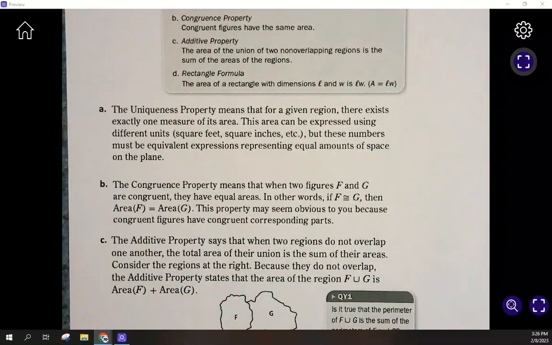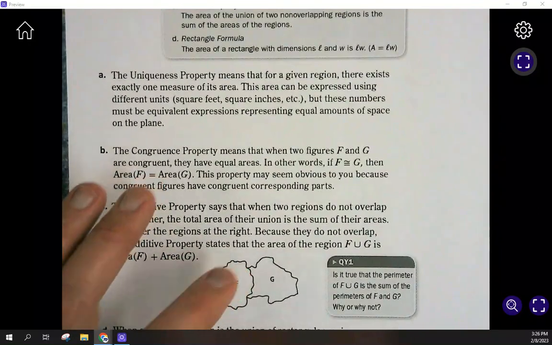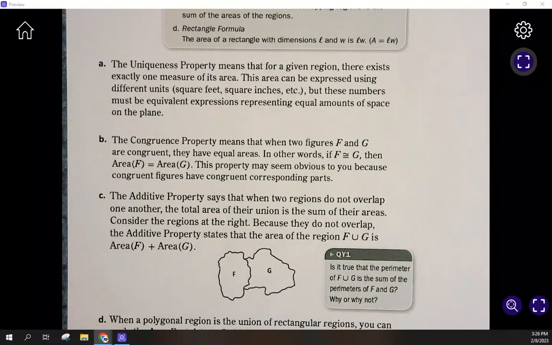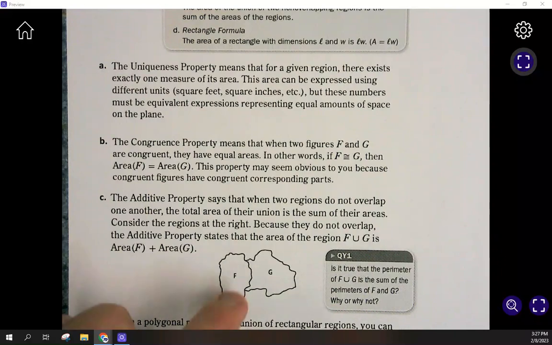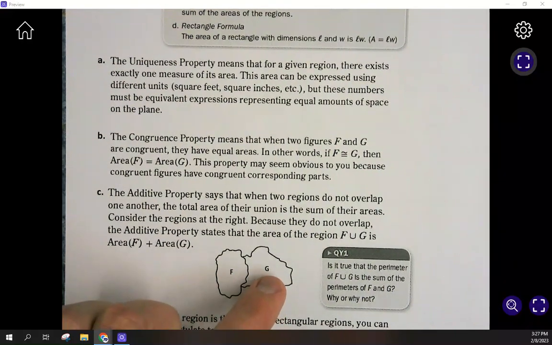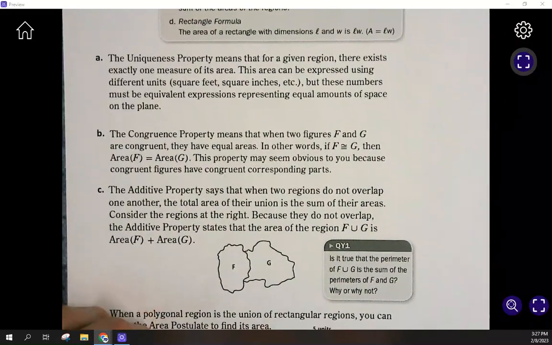Letter C, the additive property. It says if you take two regions and you take the union of them, so you're including both of them completely, that's basically just the sum of those two areas put together. So we take a quick look right here. If we have two regions like F and G that don't overlap, so they're touching, but they don't overlap, the union of those two is the area of F plus the area of G. So if I know the area of F and I know the area of G, and I want to know what's the total area, I can just add those together. That's what the additive property says.